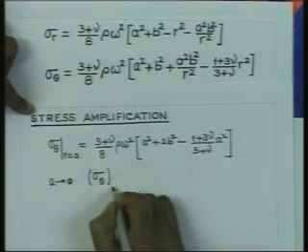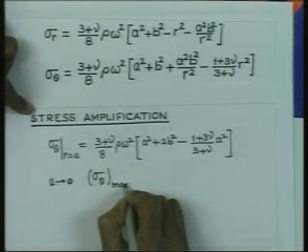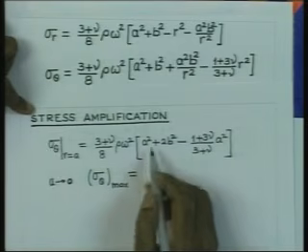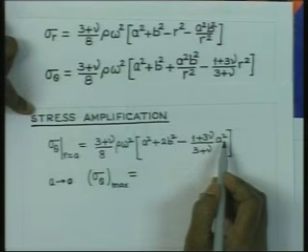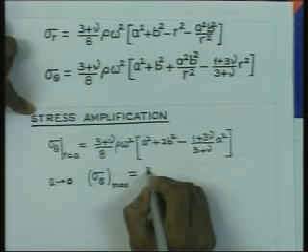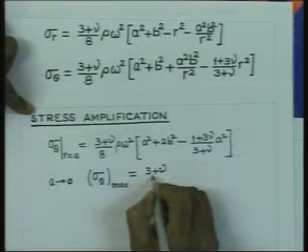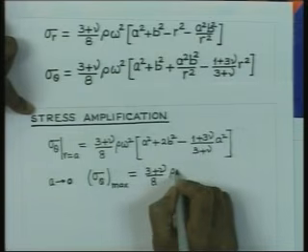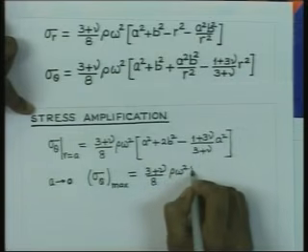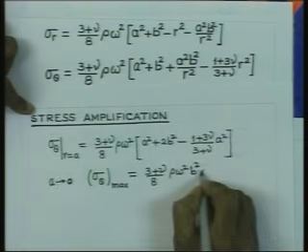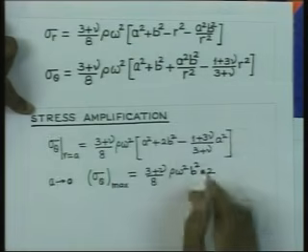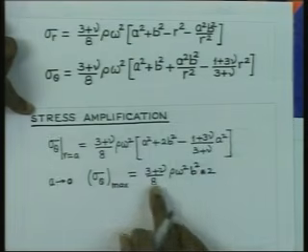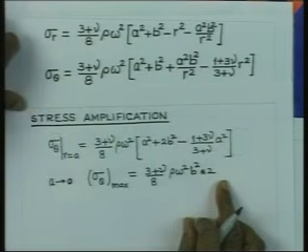So, that maximum stress is now going to, this is tending to 0, this is also going to tending to 0. So, therefore, we will have a value equal to 3 plus nu by 8 rho omega square b square multiplied by 2. So, the stress is going to be this expression.